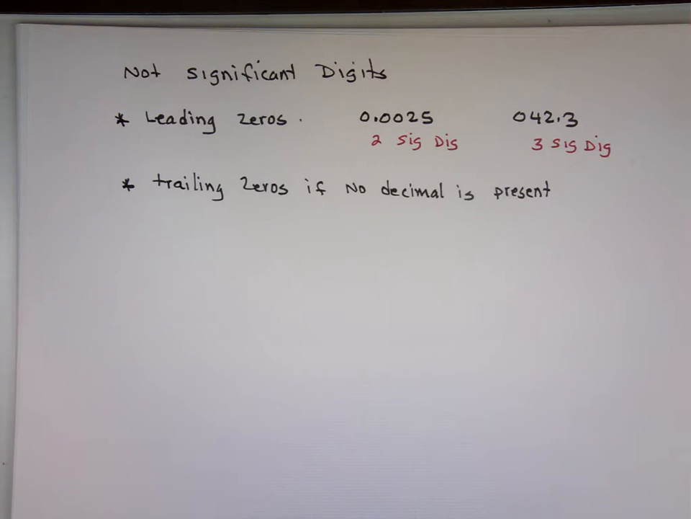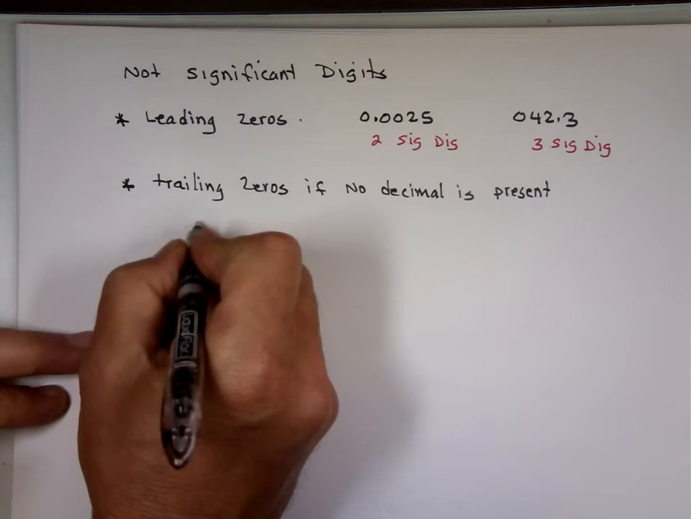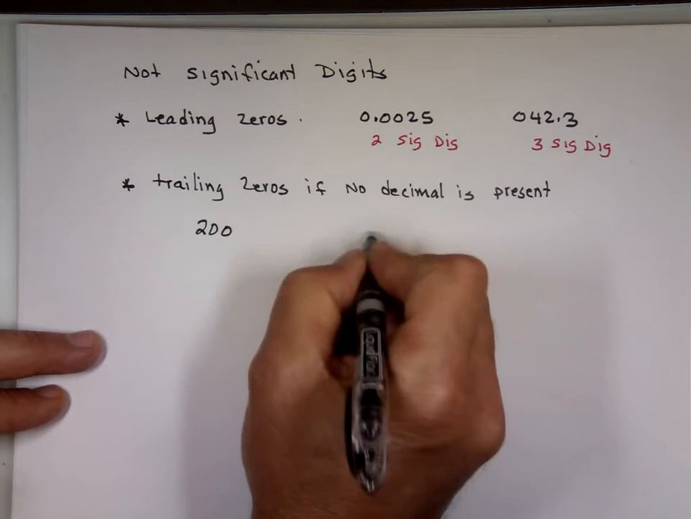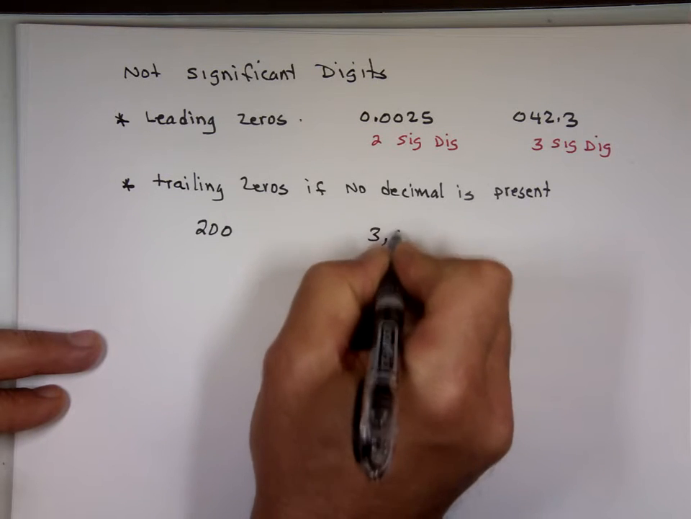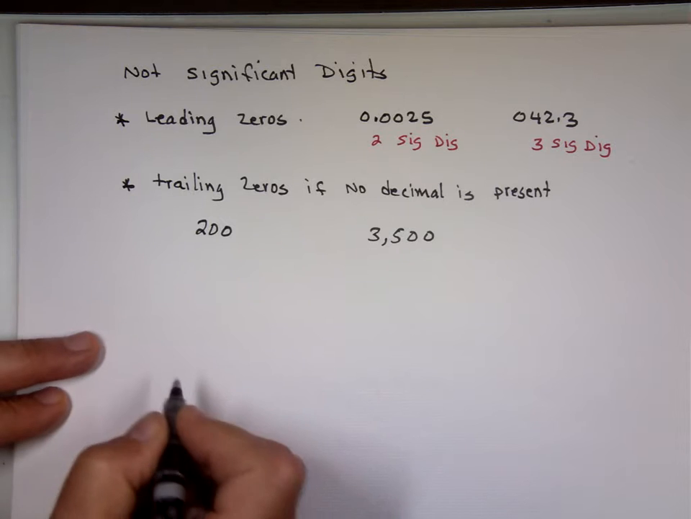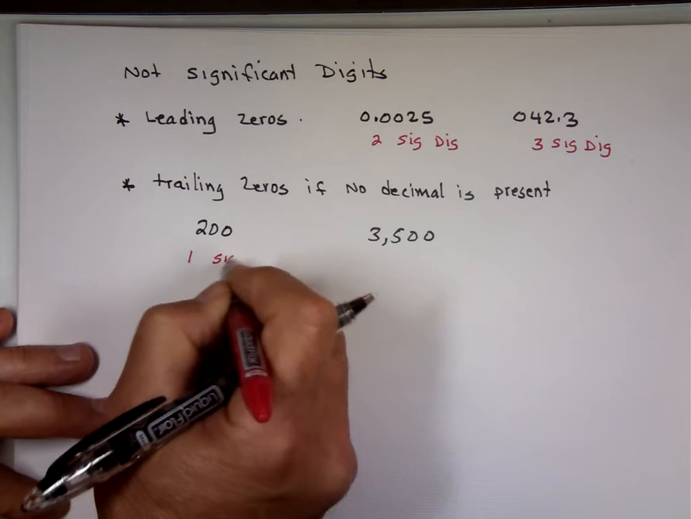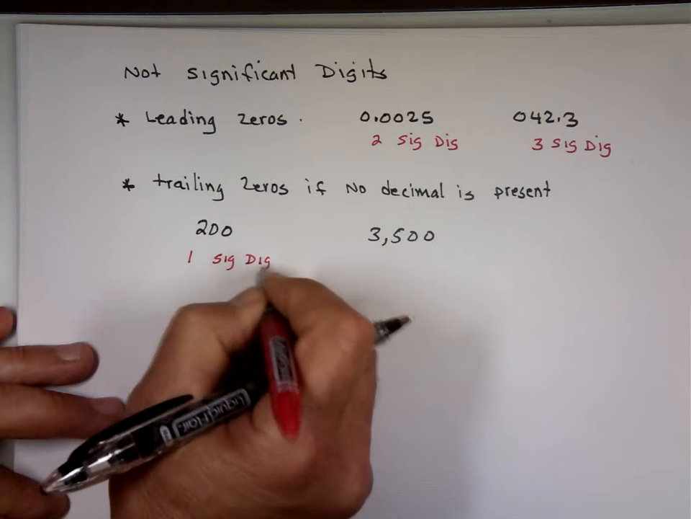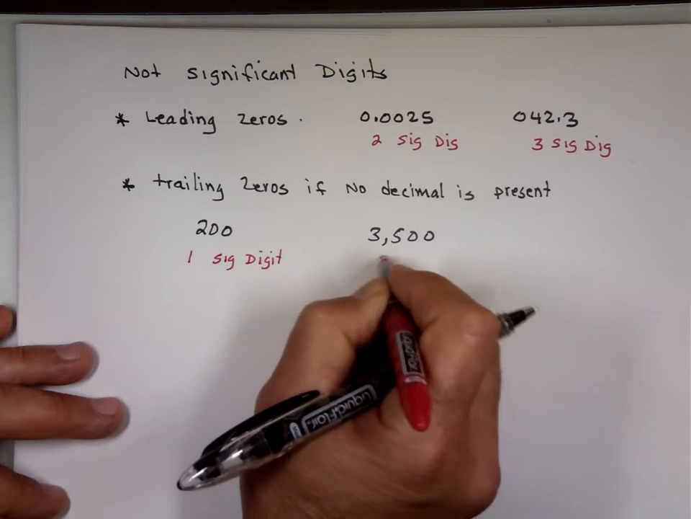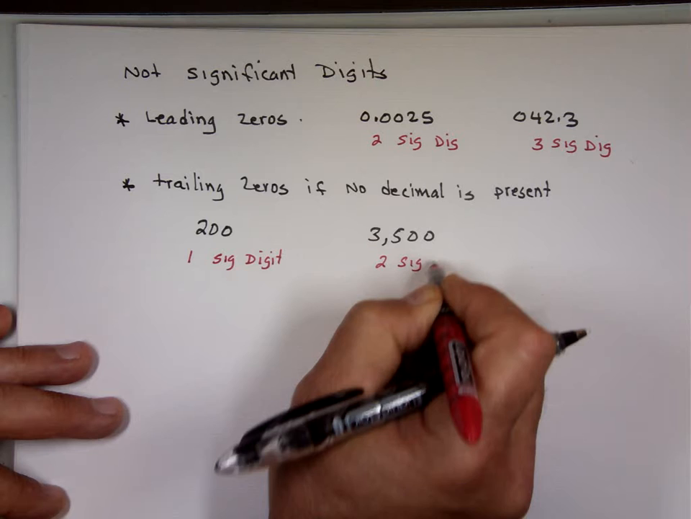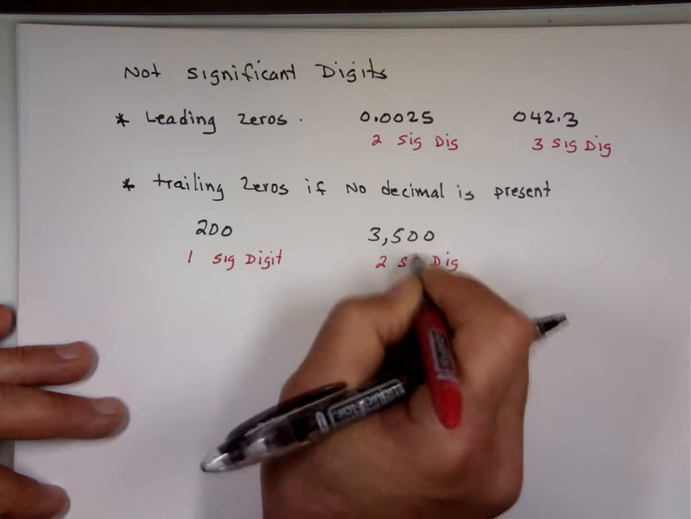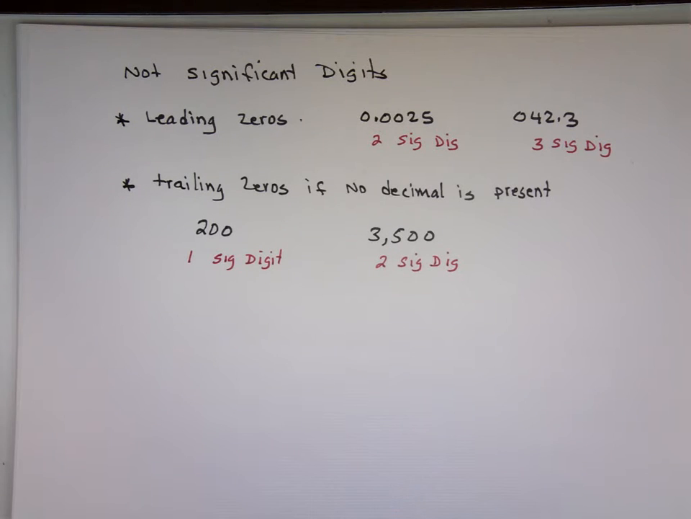So if I have a number, for example, 200, this is 1 significant digit. 3,500, this is 2 significant digits. So that's really what a significant digit is.